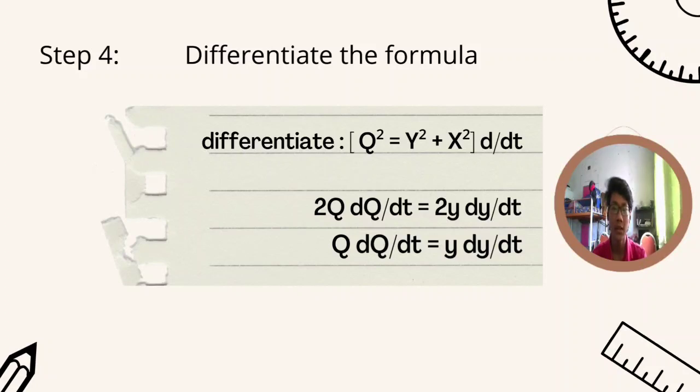So if you notice, s is missing here because we know the ds over dt is equal to 0. So we got to put it in the equation. Then we cancel the 2 on both sides because it's the same. Then they become q dq over dt equal y dy over dt.